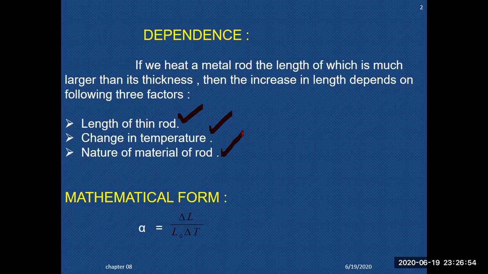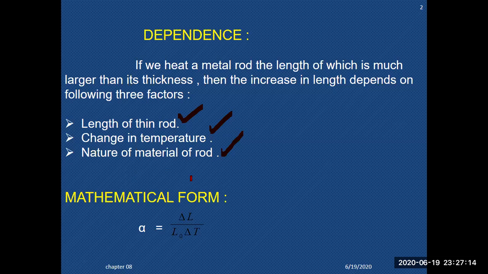So here it is. It shows that the more and more length of the rod is, the more it will take to increase its length. Change in temperature means the more temperature change there is, the more possibility of increasing the length of the metallic rod. Third one is nature of the material of the rod, what type the metal is.